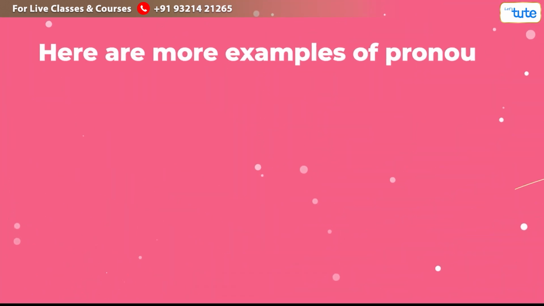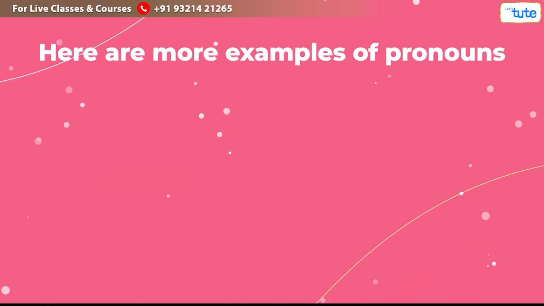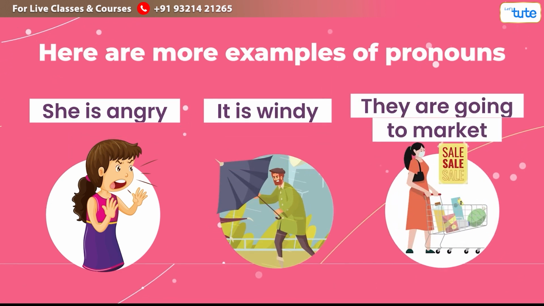Here are more examples of pronouns. I have 1 chocolate. He is nice. She is angry. It is windy. They are going to market.